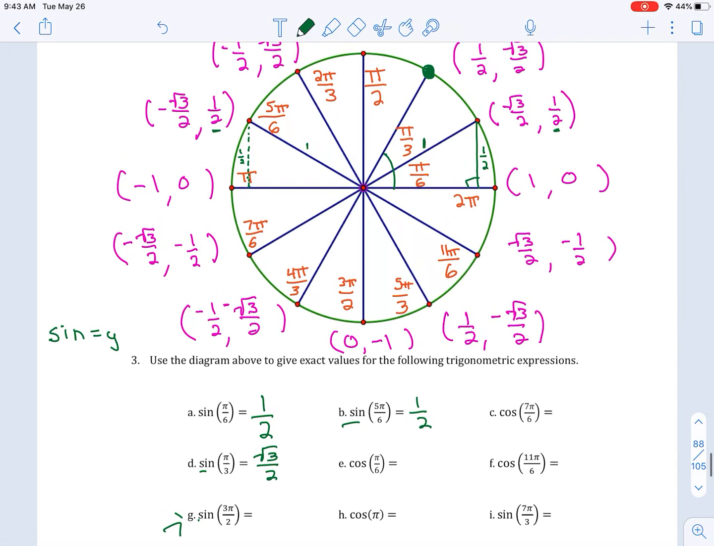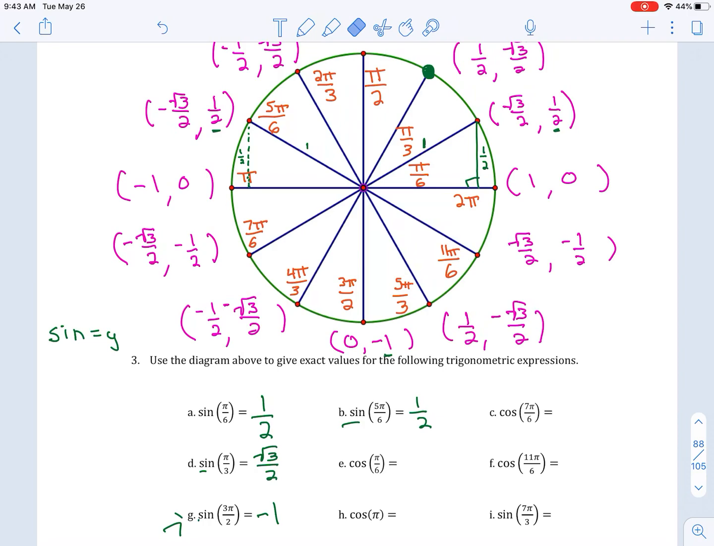Sine of 3 pi over 2. So sine of 3 pi over 2 is this one, right? Okay, and what is my y value? It's negative 1. And then finally we have the sine of 7 pi over 3. This one's a little challenging, so maybe pause the video and try it on your own.